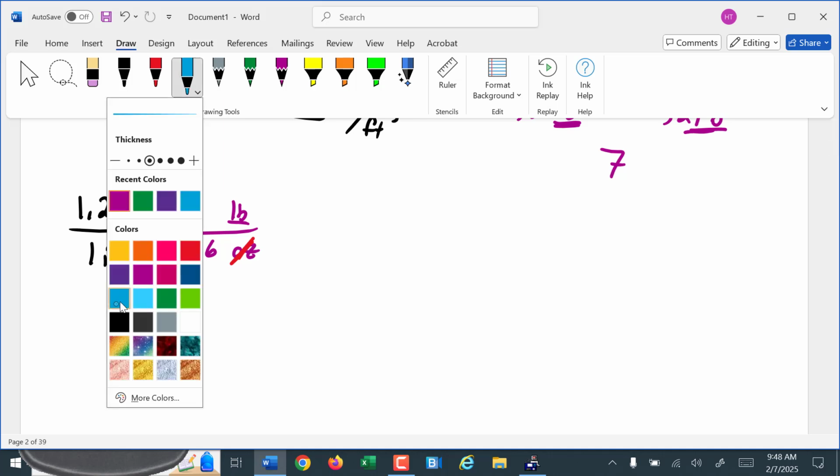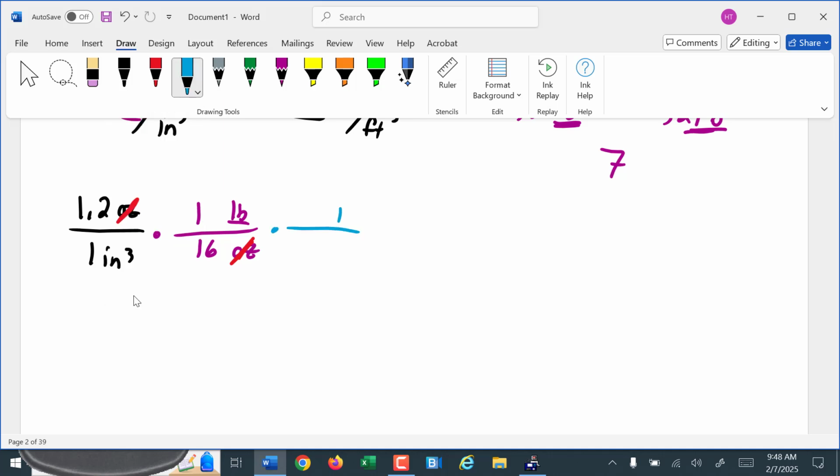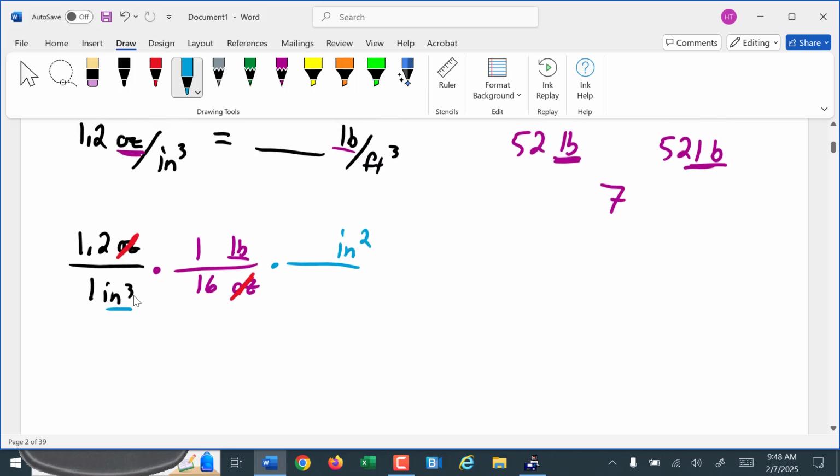We still have to get rid of cubic inches. So we might need to talk about this a little bit. The cubic inches are on bottom, so we put them on top. Going to cubic feet. Oops, I keep writing 2 for cubic. Inches to the third, feet to the third, cubic inches to cubic feet. We know that 1 foot equals 12 inches. Do you know how many cubic inches are in 1 cubic foot?